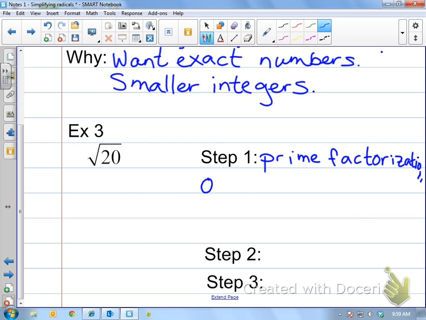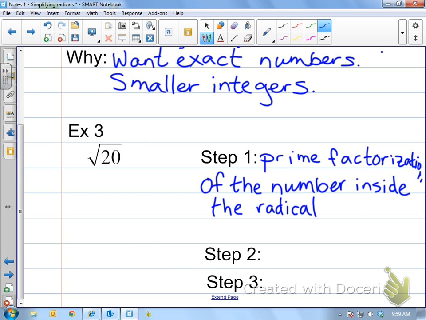Of the number inside the radical. So don't write this part down, but just to show you, I could start with a number out here. I could say 5 square root 20. But we're only going to find the prime factorization of 20.